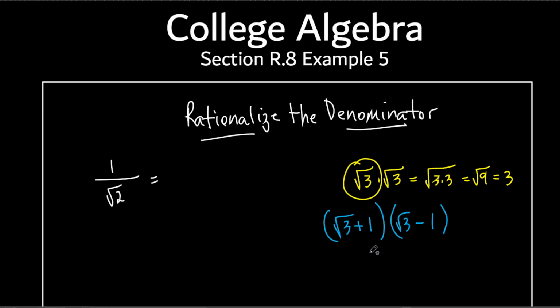So why in the world are we going to do that? Well, hopefully this will get rid of the square root. Let's see if it does. This is just a FOIL method problem. So square root of 3 times square root of 3. Well, we've already done that, so I can kind of do that in my head now.